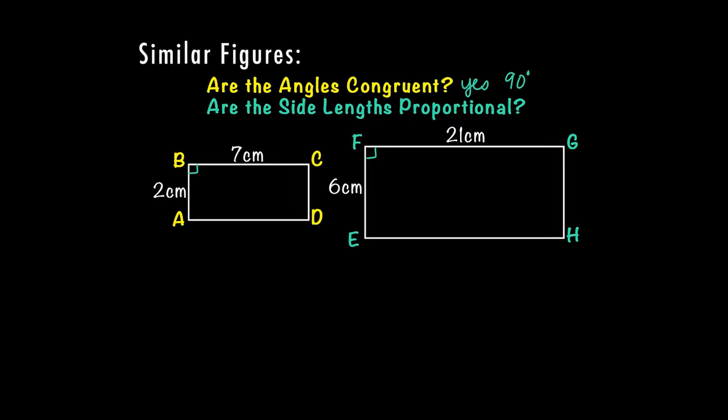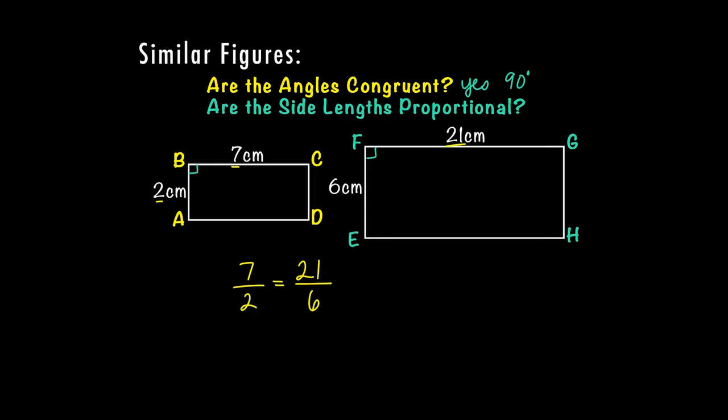Now I need to find out if the side lengths are proportional. In order to check something to see if it is proportional, I need to make two equal ratios, and those ratios are going to be made up of the corresponding side lengths. There's several ways I can do this, but I'm going to go ahead and put 7 over 2, and that means on the other side, the larger side has to correspond with 7, which means 21 goes on top and 6 goes on the bottom.